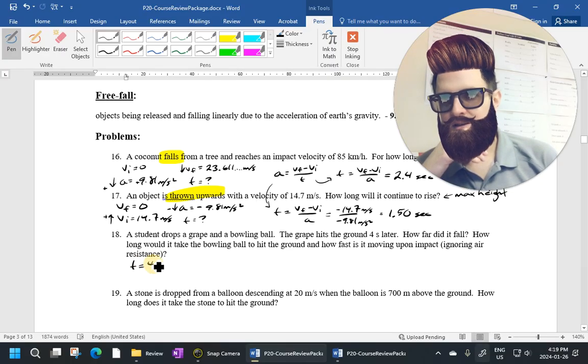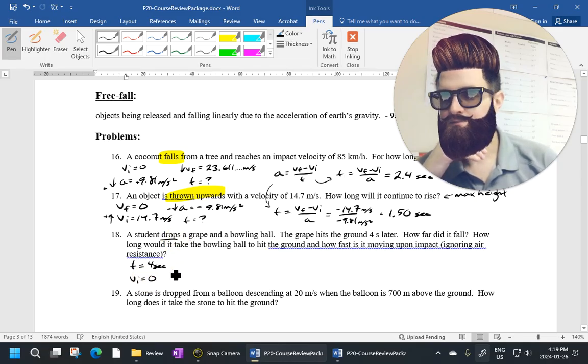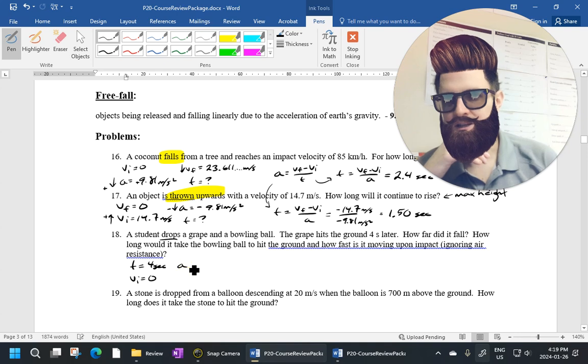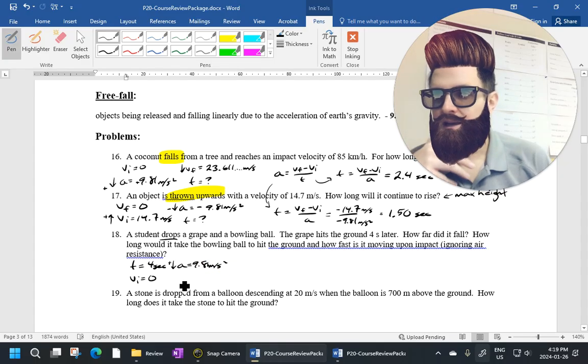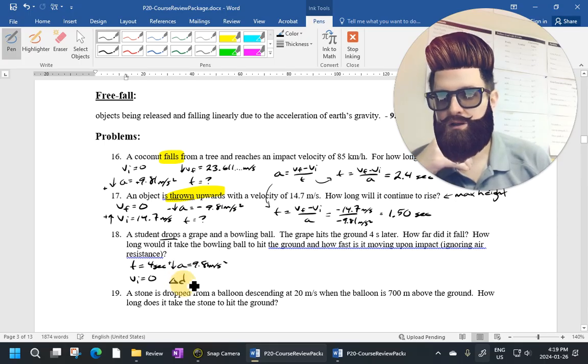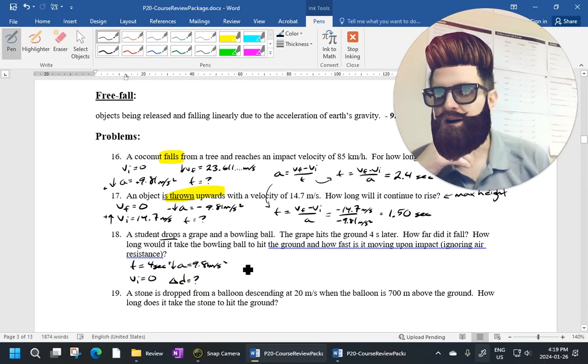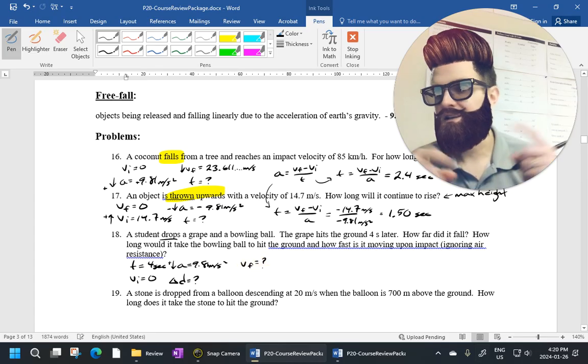So let's see, time is 4 seconds. Vi, because I'm dropping it, is 0. Acceleration, downwards, I'm just going to say downwards is positive because everything is moving down. There's no other direction here. And we're looking for a few things, right? How far did it fall? We're looking for d. What's its final velocity? Right, so I've got to find each one of those two things.